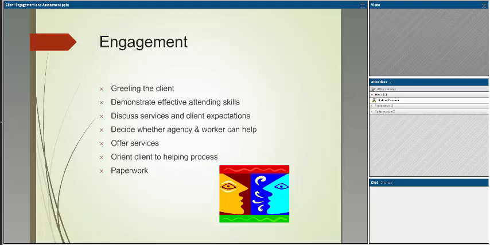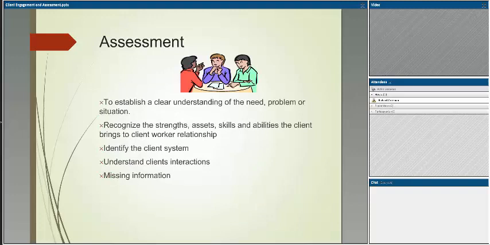Determining whether the agency can actually work and the worker can actually help. Is this going to be a good fit? Is it going to culturally meet the needs? All of those things. What are the services you offer? Orient the client to what's going to happen step by step, and then move to the paperwork, which makes it legal for us to move forward in the work we do with our clients. These are all important things to keep in mind around the engagement process.